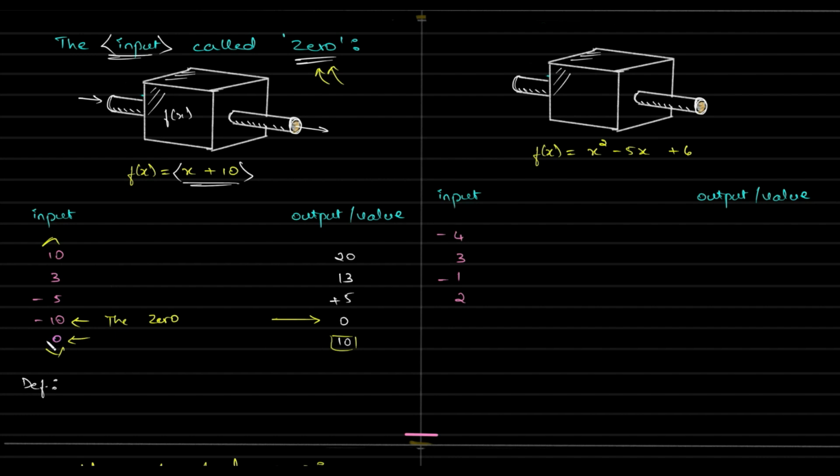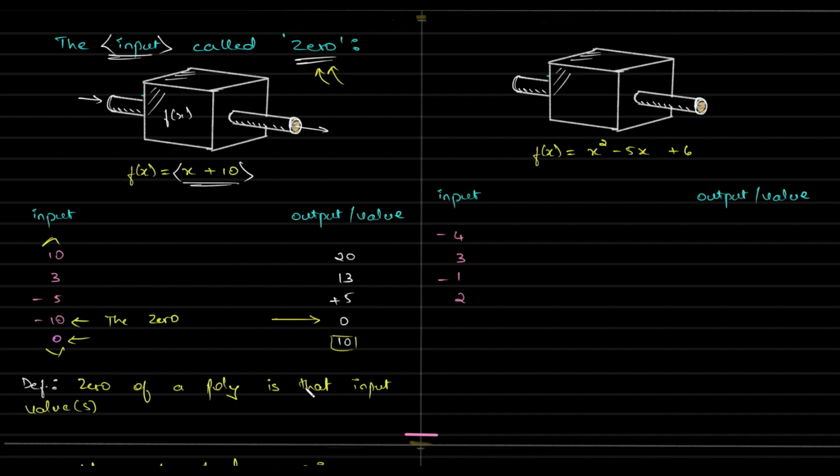So 0, the numerical 0, is not the zero of the polynomial. So the zero of a polynomial definition, if I want to define it, is that input value or values. Sometimes there can be more than one value. Sometimes there might be not any value at all. So we'll be seeing all of this in future.